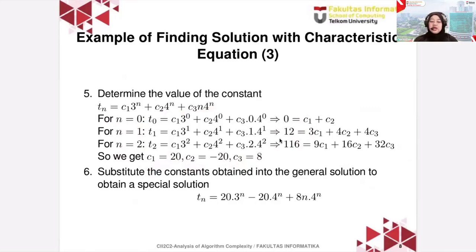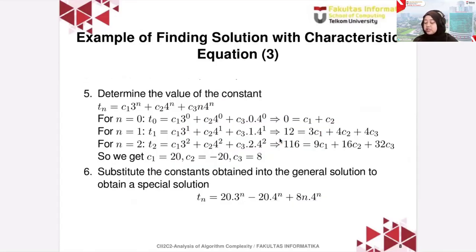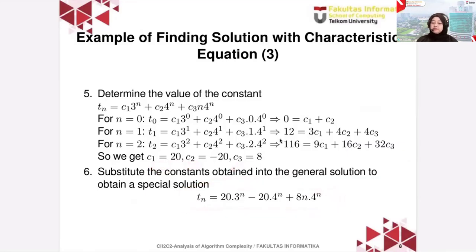And then you can substitute the constants obtained into the general solution. So we have this for the general solution. We just substitute C1, C2, and C3. So we get this as the final solution.